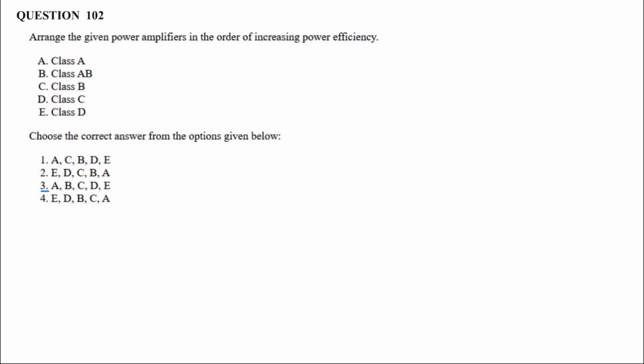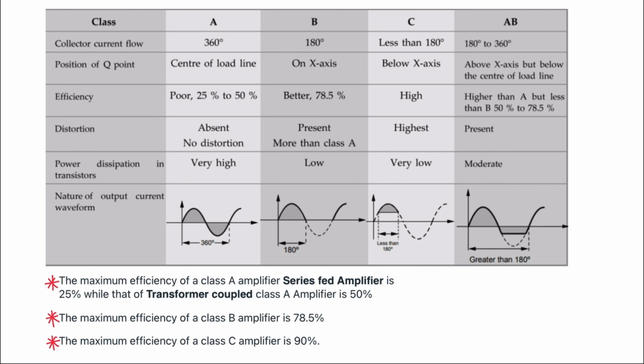Next question. Arrange the given power amplifiers in the order of increasing power efficiency. So class A amplifier, class AB, class B, class C and class D power amplifiers. We know that the maximum efficiency of class A power amplifier, if it is series fed class A power amplifier, is 25%. Series fed power amplifier is 25%, whereas transformer coupled class A power amplifier is 50%.